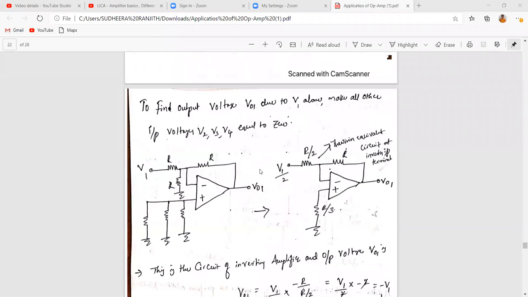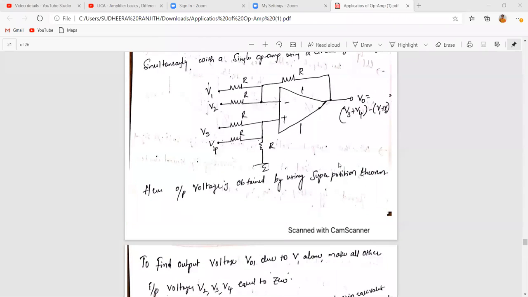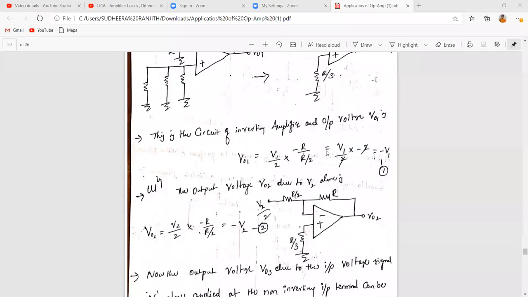What is the last case? Tell me, anyone? What is the last case? V4 is active and V3, V2, V1 are grounded. Now, what is the expected output? Anyone tell me? V04. The output is V4. Right. Good. V04 is V4.